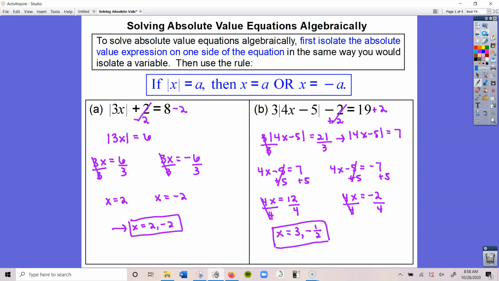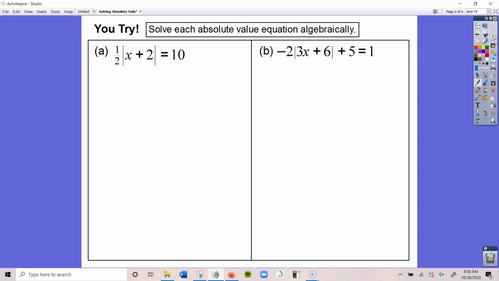Let's try a couple more. Here I have one half of the absolute value of x plus 2 is equal to 10. Whenever you have a fraction, remember fractions are division. So to cancel it out, I am going to multiply by 2 to both sides. So now I have the absolute value of x plus 2 is equal to 20.